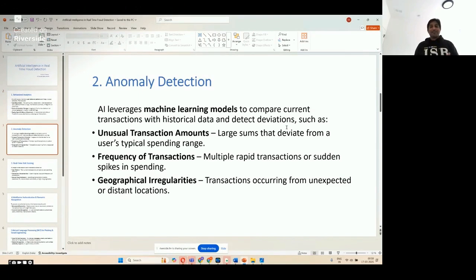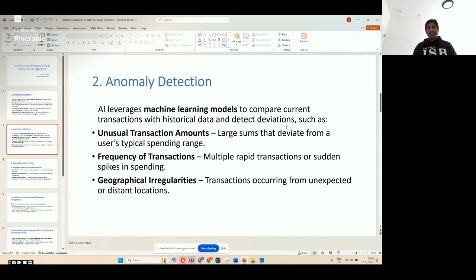So the next comes anomaly detection. What does anomaly detection actually do? It leverages machine learning models to compare current transactions with historical data to detect deviations, such as unusual transaction amounts. Say, for example, you do transactions within a particular range and you suddenly move to large sums. It indicates a deviation from your typical spending pattern, right?